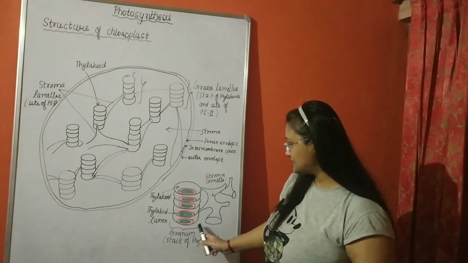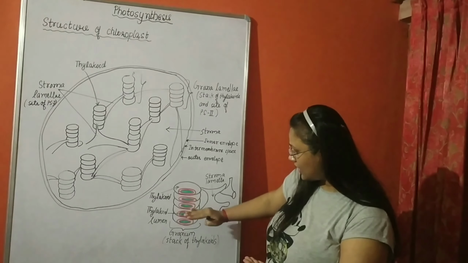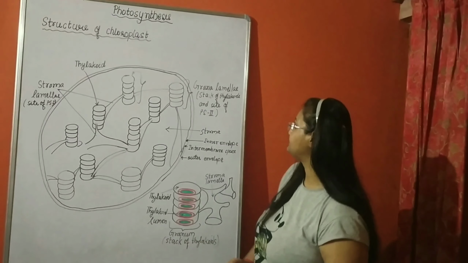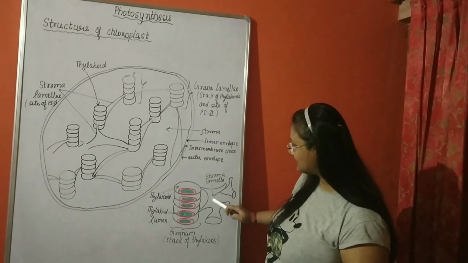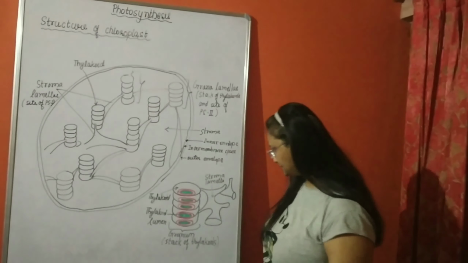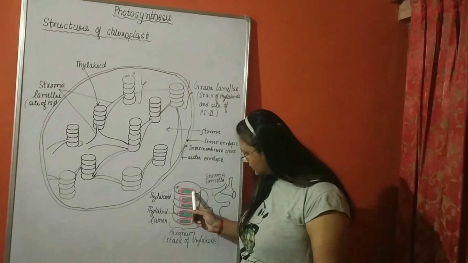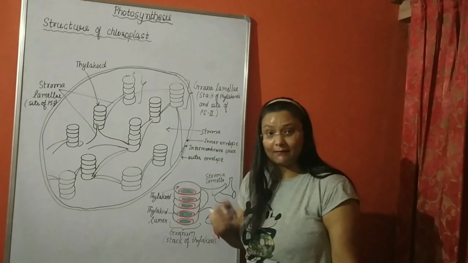So granum, which is a stack of thylakoids, like when thylakoids are arranged one after the other, they form granum or grana. And this is stroma lamellae. This structure does not have any stack. This is just a simple structure. Now this green colored structure is lumen, and this red colored boundary is actually the membrane.